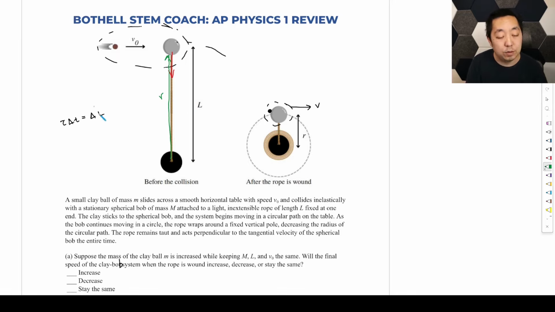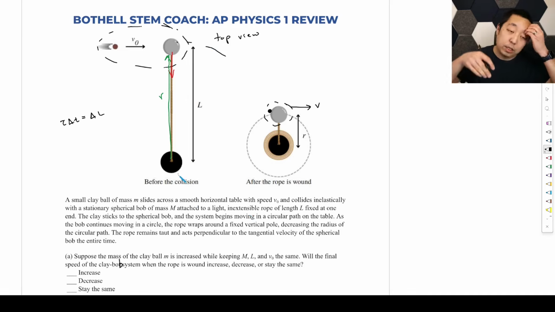And this is an aerial view. I didn't say this is a top view. I should have mentioned that top view on this problem. So there's no gravity effect, we're looking at it from above. So there's no external torques on the system because there's no other forces.